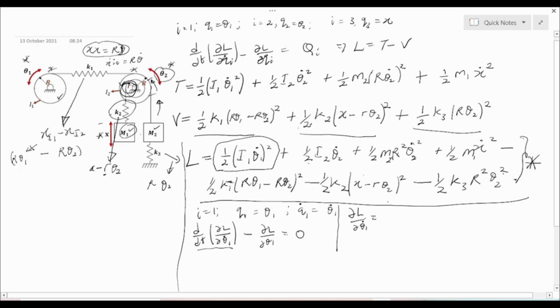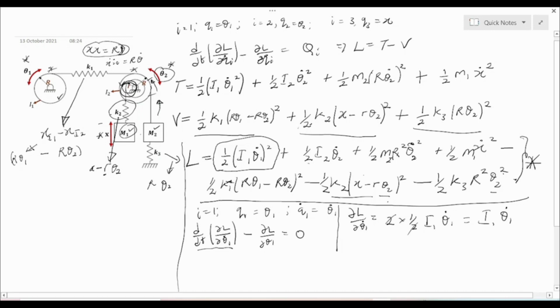If you look closely, the second term has θ2 dot, the third term has θ2 dot, the fourth term has x dot. The fifth term has just θ1 and θ2, no θ1 dot, no θ2 dot. And by the time we differentiate with respect to θ1 dot, we are likely going to have 2 times half I1 θ1 dot, and we cancel the 2, and we will be left with I1 θ1 dot.